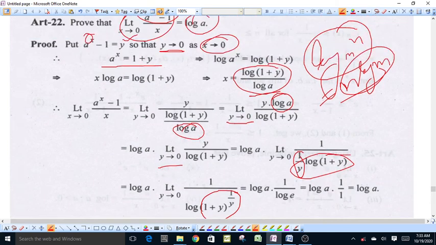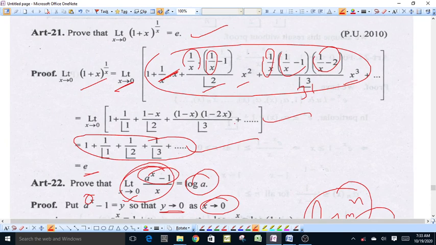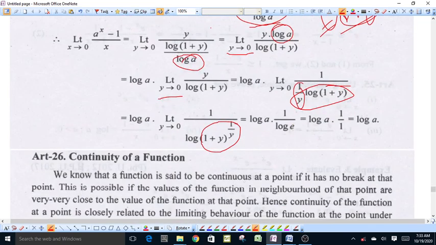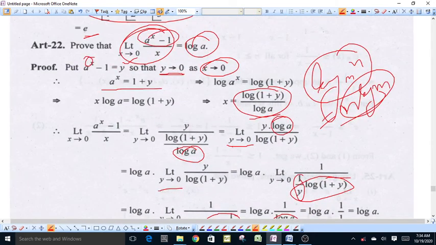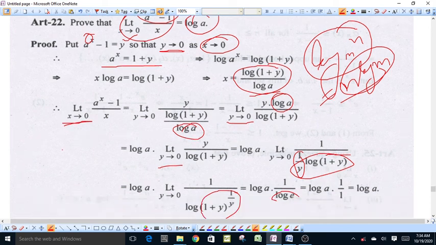from the previous result we have already established in this article, the limit of (1 plus x) raised to power 1 by x as x approaches 0 comes out to be e. By using this result, this will be equal to log of a into 1 by log e. Log e is always equal to 1, therefore this comes out to be log a. And so the limit of (a raised to power x minus 1) upon x as x approaches 0 is equal to log of a.